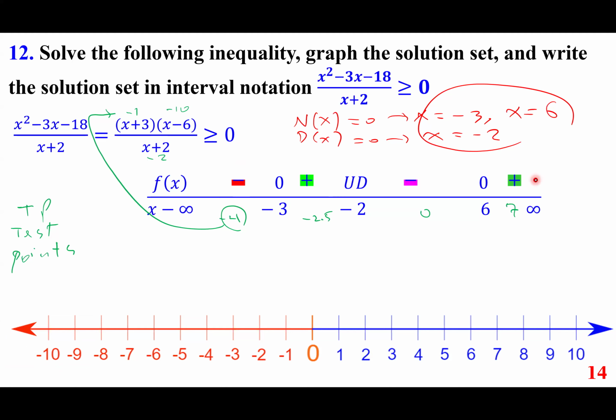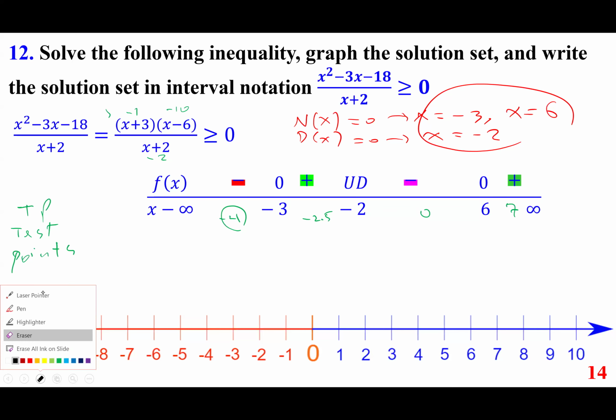But if you want to check, one easy point to check would be 0 between these two numbers. If I put 0 here, I get positive times negative over positive, which is negative. See that? You can do the same with the rest of the numbers. Or just as I mentioned, the reason they will alternate is because each one has exponent 1.